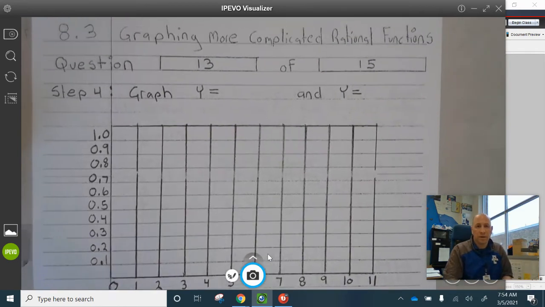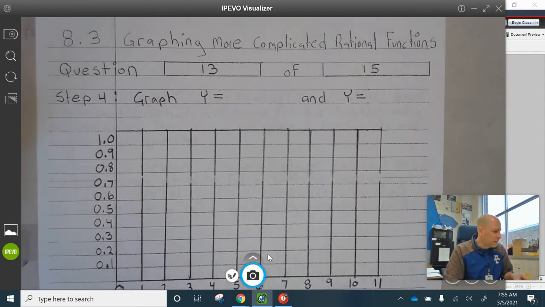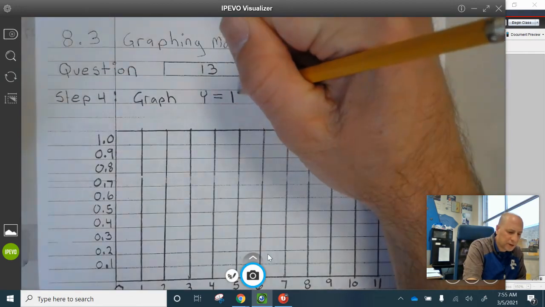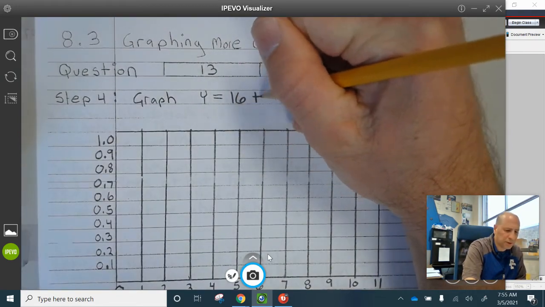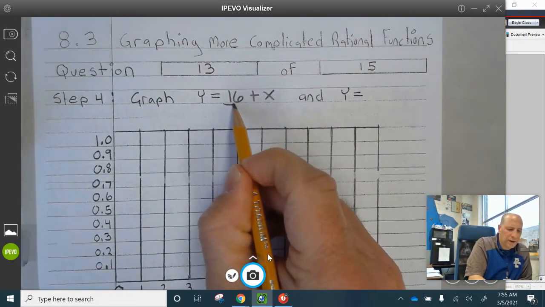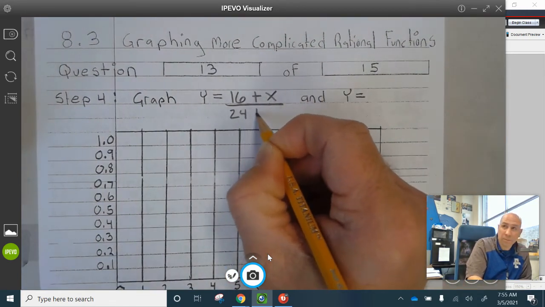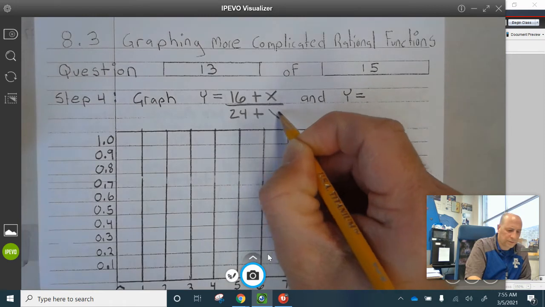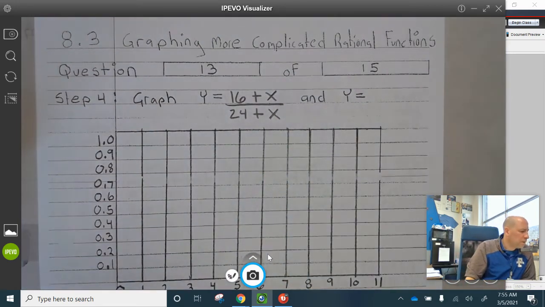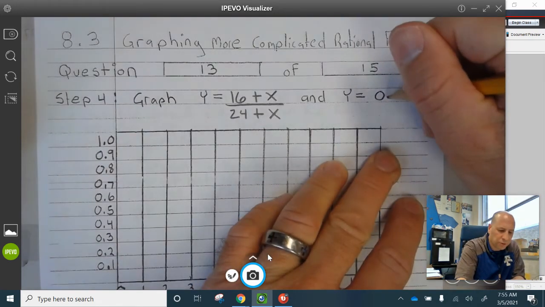All right. Now, step 4, graph. So we're going to graph y equals 16. Now, you can't use W, so you have to use 16 plus x divided by 24 plus x. Now, it wants to know how many consecutive games the team must win to raise its winning percentage to 0.75. So you're going to graph y equals 0.75.